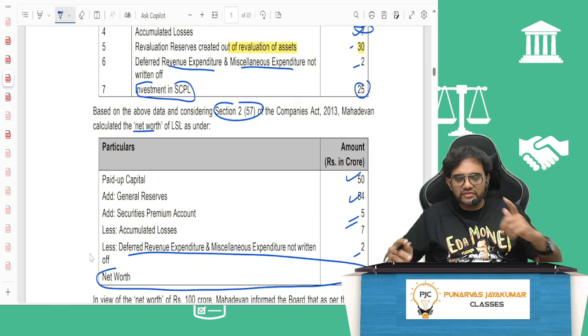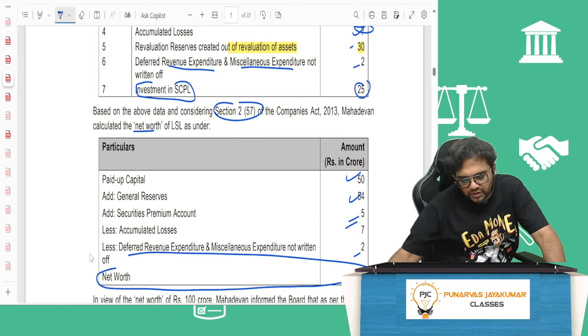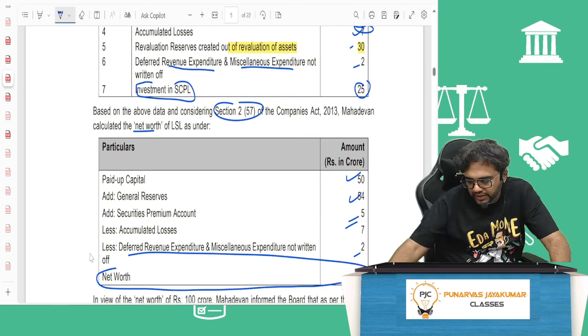Sir, why do they give this, sir? Are they mad to give this, sir? Guys, to understand whether 180 will come or not, I need to understand whether it's an undertaking or not. What is an undertaking?